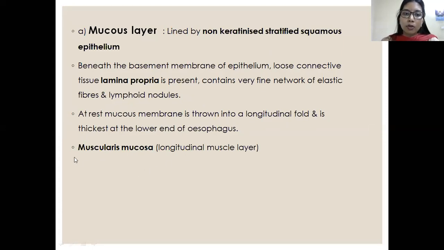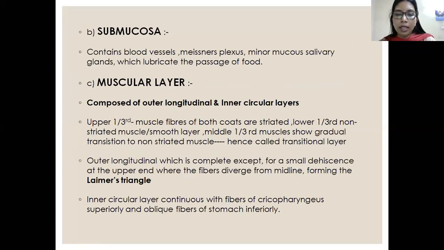The last part of the mucous layer is your muscularis mucosa. It just consists of longitudinal muscle layer. The next part is your submucosa. Submucosa mainly consists of blood vessels, minor mucous salivary glands which lubricate the passage of food, and they consist also of Meissner's plexus. We will be discussing this at nerve supply.